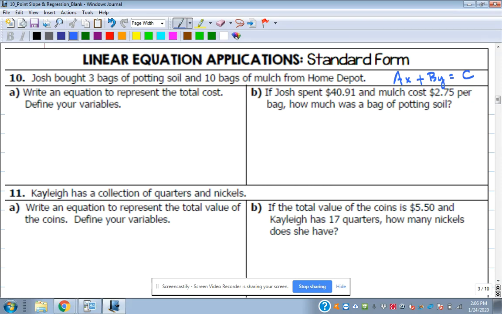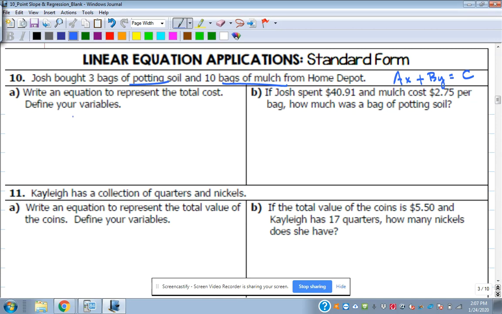All right, number 10 says Josh bought 3 bags of potting soil and 10 bags of mulch from the Home Depot. Write an equation representing the total cost and define your variables. When you're looking at standard form, your two variables should be representing two different things, whereas with slope-intercept form, our y ended up being like the total of things. With standard form equations, you look at the problem and you'll see two different objects. Here we've got potting soil and mulch. Those are two different objects.